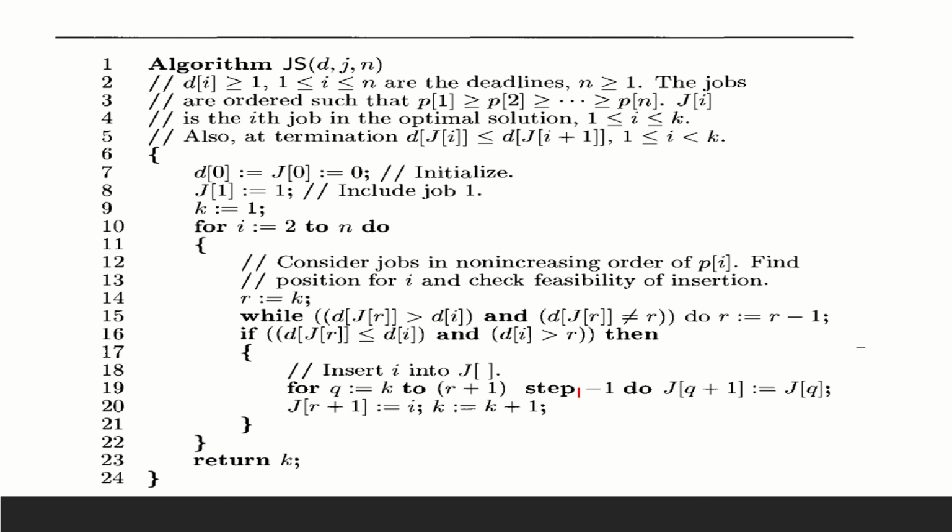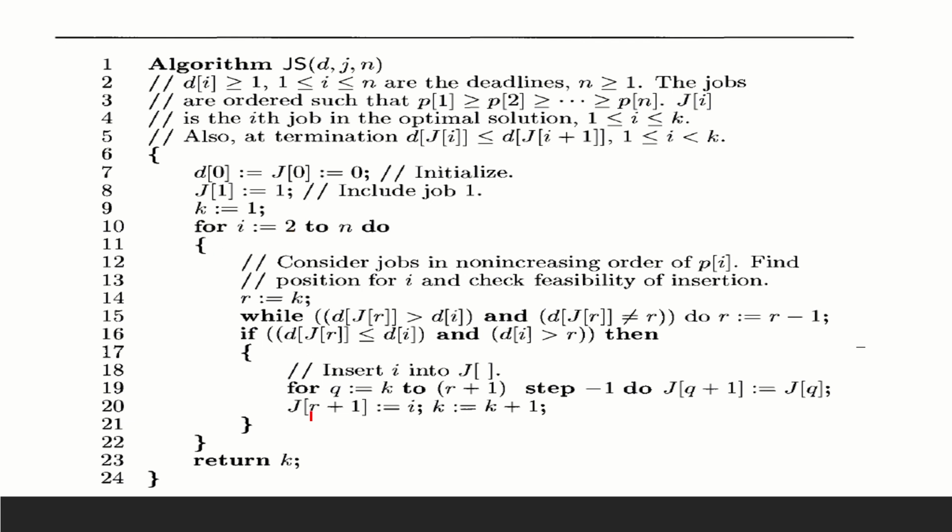If this condition is satisfied, then for each iteration of q, J of q plus 1 is equal to J of q. That is, from the array J, the elements are shifted one position to the right, and the new job is allocated to the vacated position. Whenever a new value is inserted into J, the K value is incremented. Then next we consider the third job.